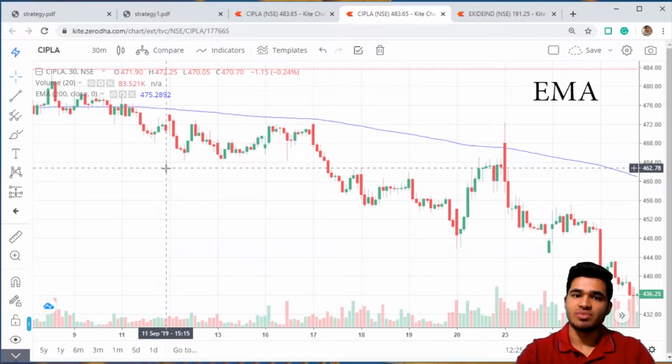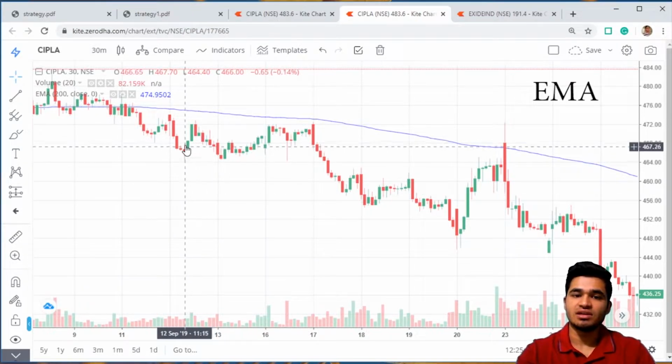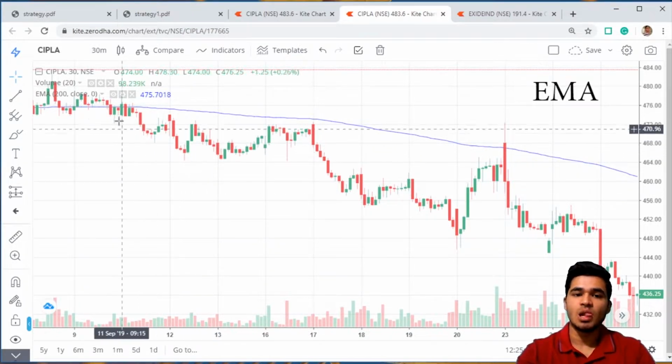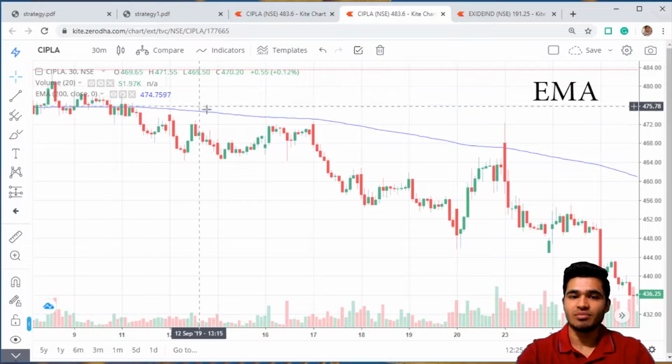This is a company called Cipla. Over here, we're using 30-minute candlesticks, so every 30 minutes a candlestick will be formed. Over here, this blue line is called your EMA. I've set it as 200 for this EMA.